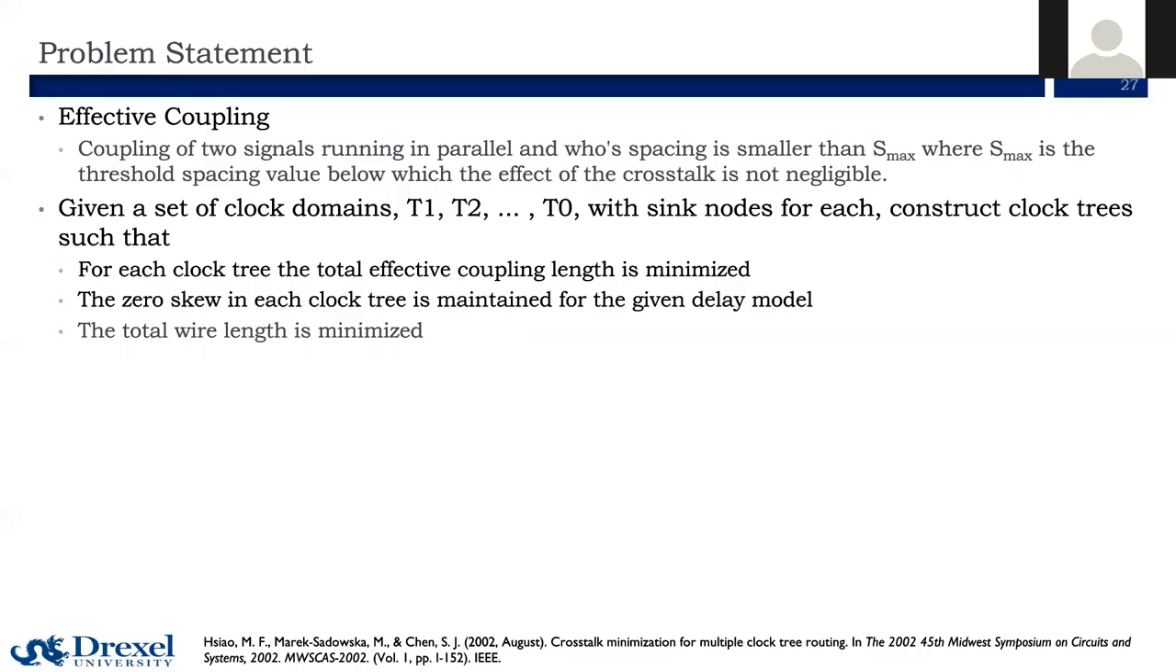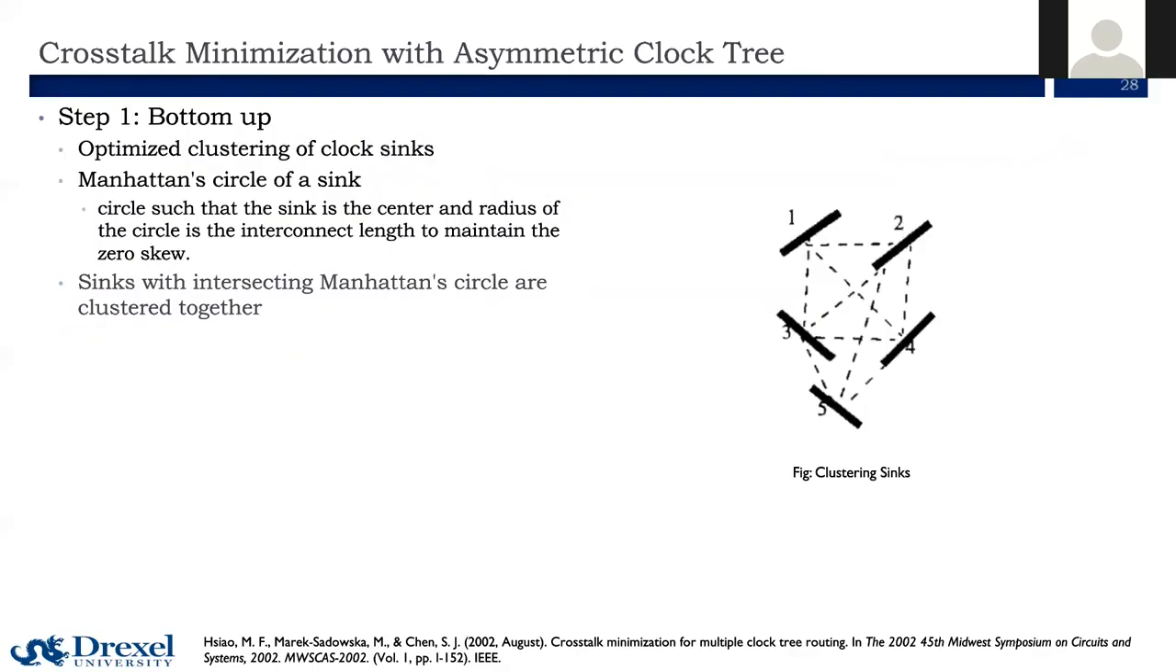Here, the crosstalk minimization problem can be defined as: given a set of clock domains with their associated clock sinks, we want to construct a clock network in such a way that effective coupling is minimized, our clock skew is zero, or at least under the skew budget, and total wire length is minimized. This minimization can be different for symmetric and asymmetric topologies.